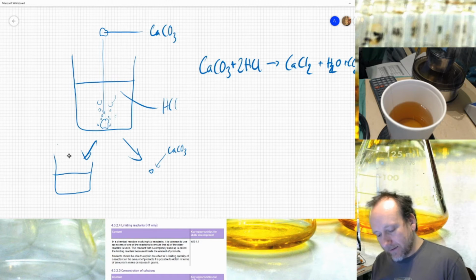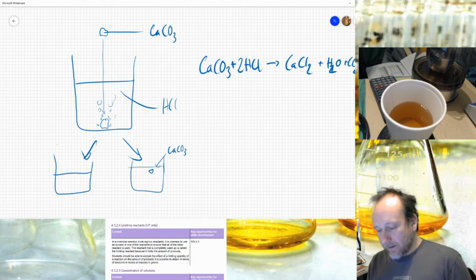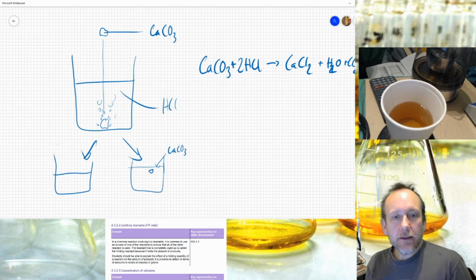So what that means is that once the marble chip is used up, you can't produce any more calcium chloride because there's no more calcium carbonate to produce it from. And on the other side, you can't produce any more calcium chloride because the acid has been used up. So effectively what it sits in is now just a solution of calcium chloride and water. That's pretty much it, actually.